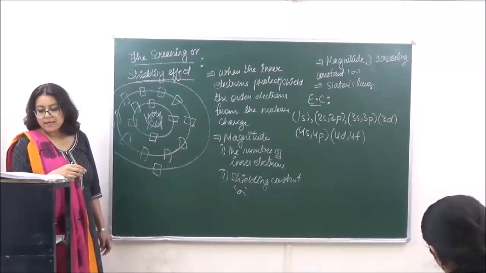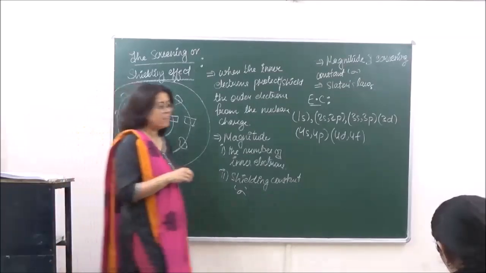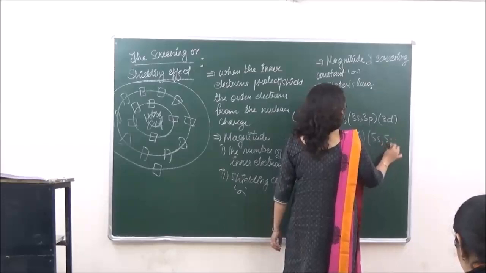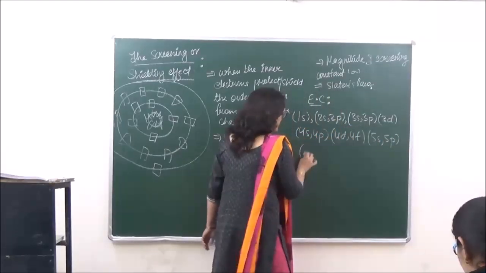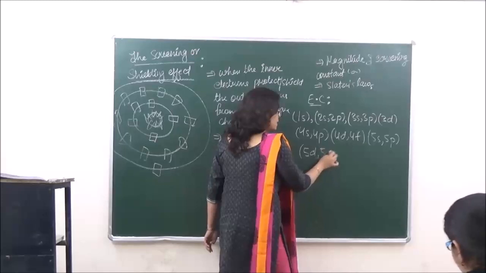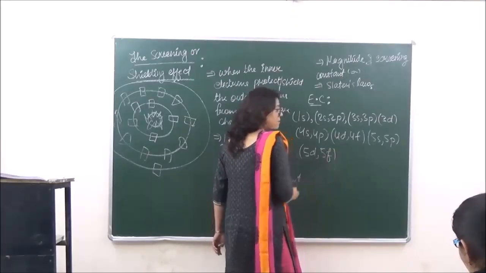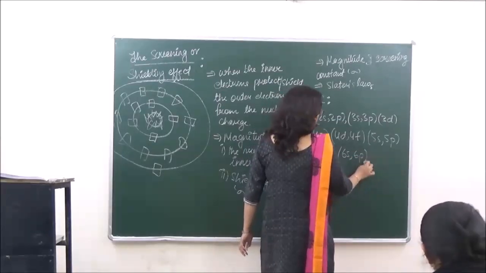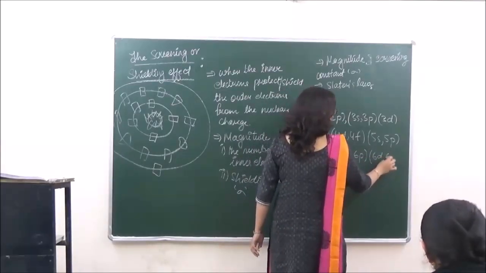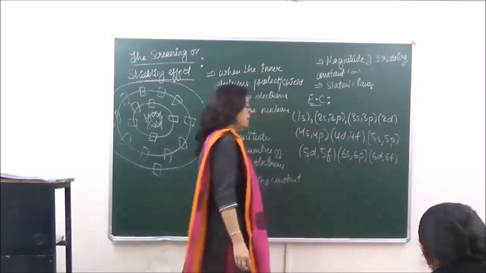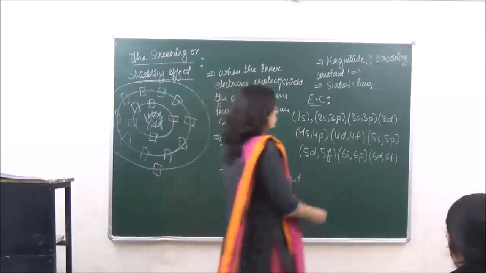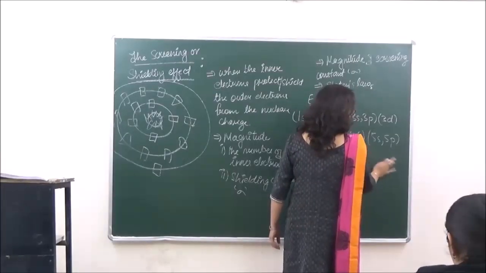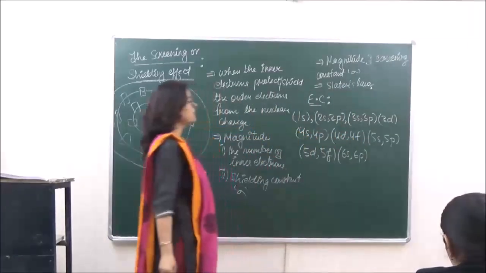In a similar manner we then have 5s, 5p, and then we have 5d, 5f, and then 6s, 6p, 6d and 6f and so on. There is no 6f, you know, there is only 4f, so we just keep it in here. So we have 6s and 6p.